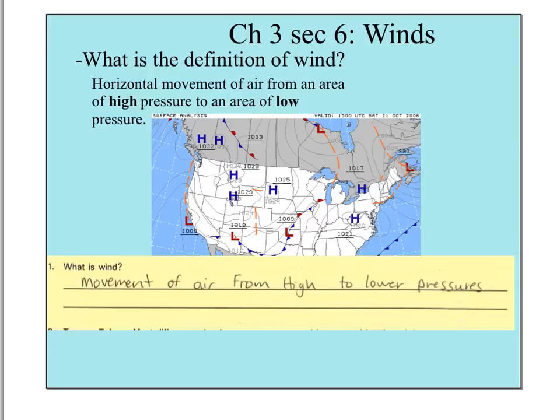Question number 1 on your reading guide says, what is wind? So it sounds something like this. It's simply the movement of air from an area of high to low pressure. So if you look at the weather map provided, you see some H's representing high air pressure and L's representing low air pressure. And so in general, wind is going to move from those areas of high pressure and blow towards those areas of low pressure.